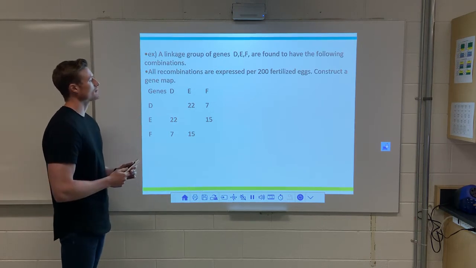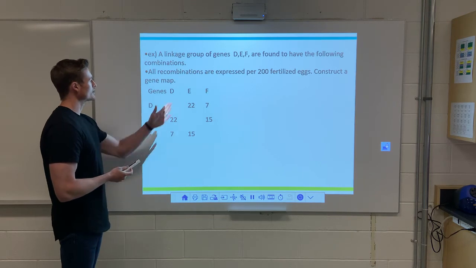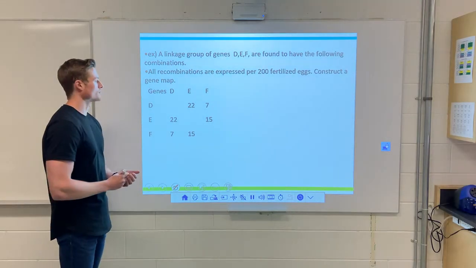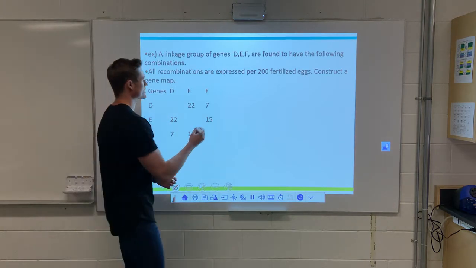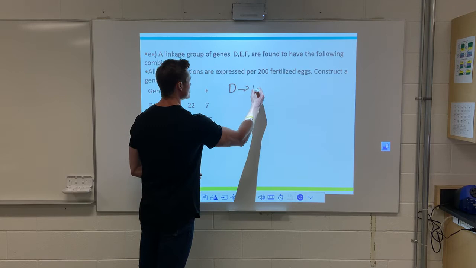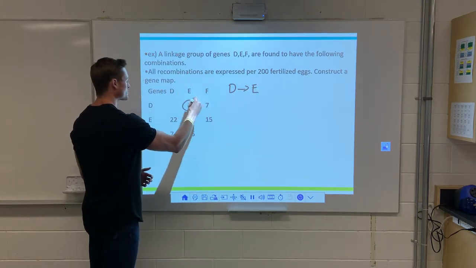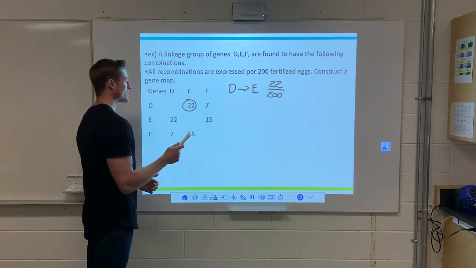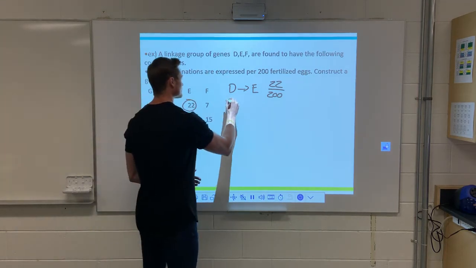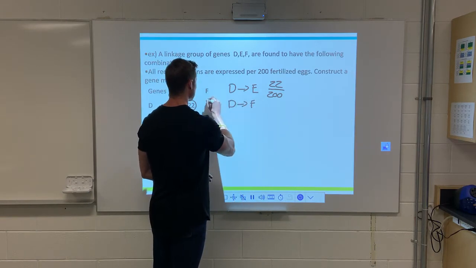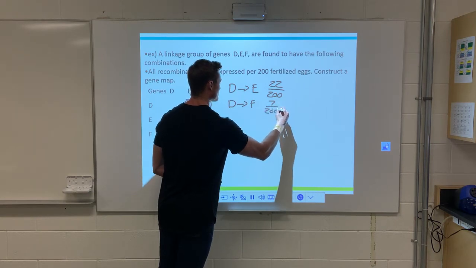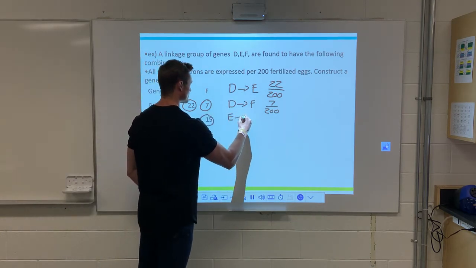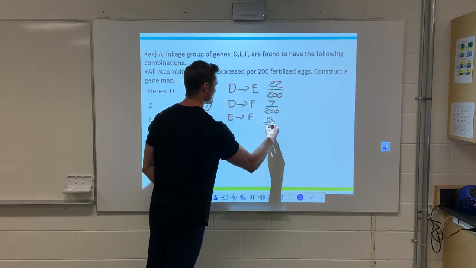Let's say we have genes D, E, F. We have 200 fertilized eggs, and these are the number of recombinants. So all we need to do is first determine the recombinant frequency, and then map our chromosome. So let's start here with D to E. D to E, 22 recombinants. So we have 22 recombinants out of 200. Next, we have D to F, which is 7 recombinants. Then we have E to F, which is 15 recombinants, so 15 out of 200.